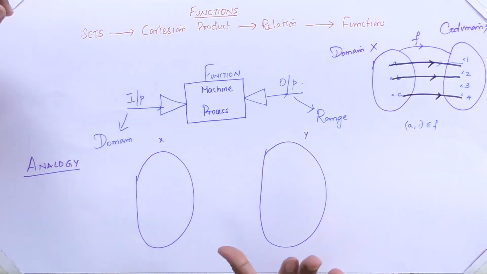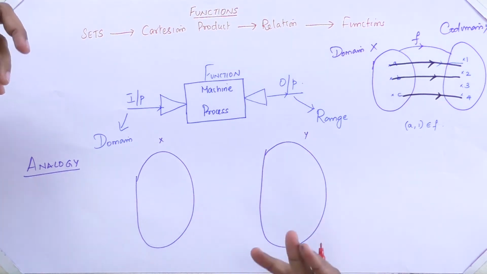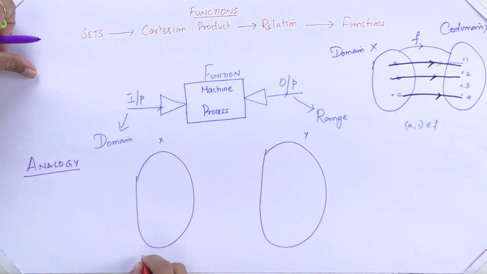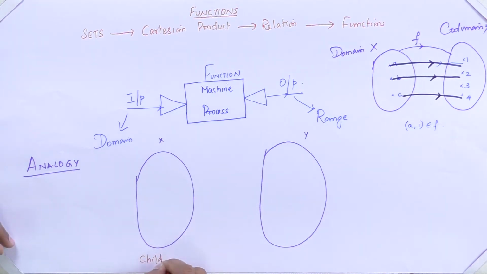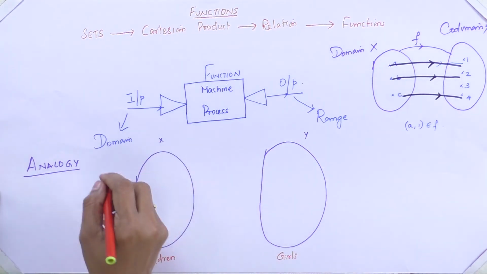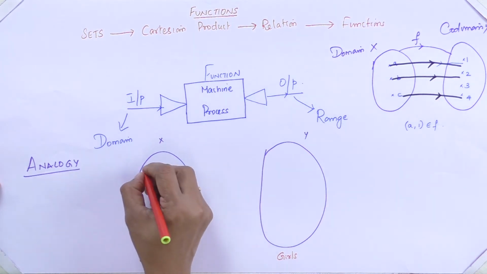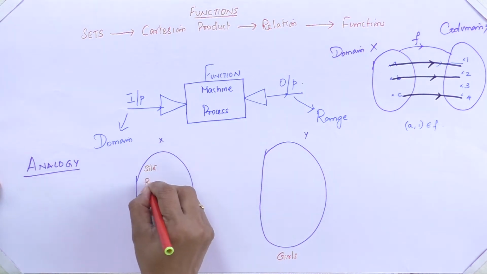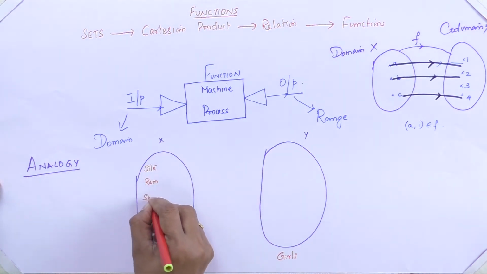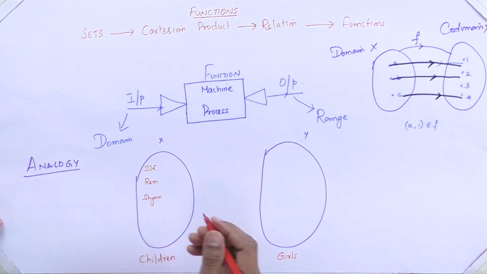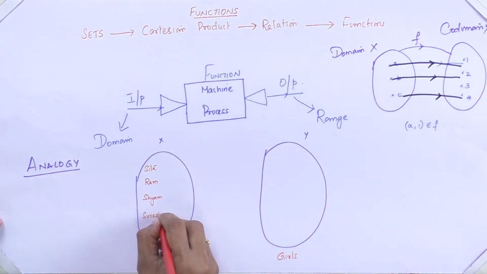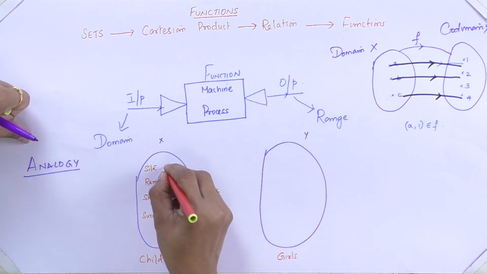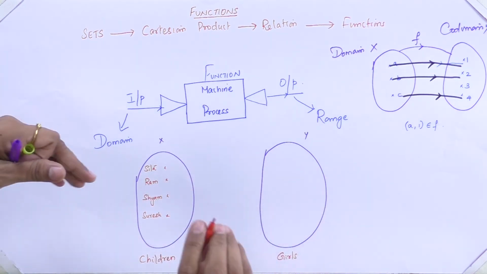Right? So for us to have a better understanding of the function, let me give you an example. I have a child here, or I can have children here, and I can have girls or boys, whatever may be the case. So for example, the children are Sita, Ram, Shyam, then Suresh, and so on we have here.